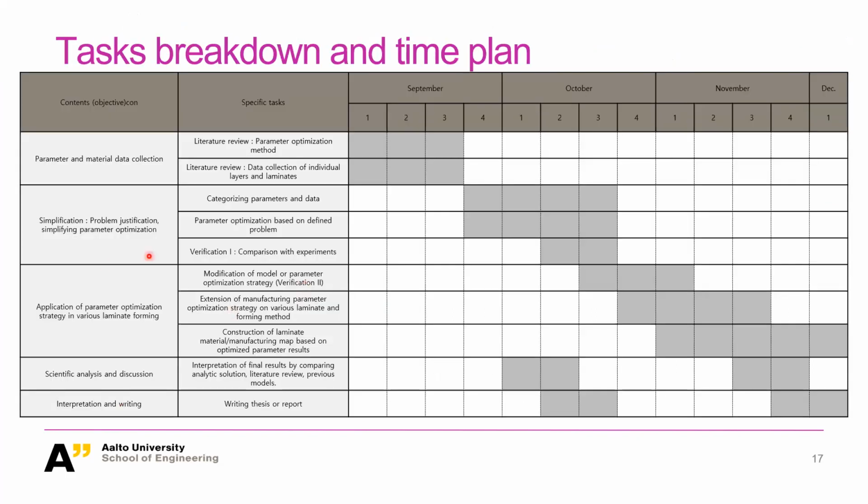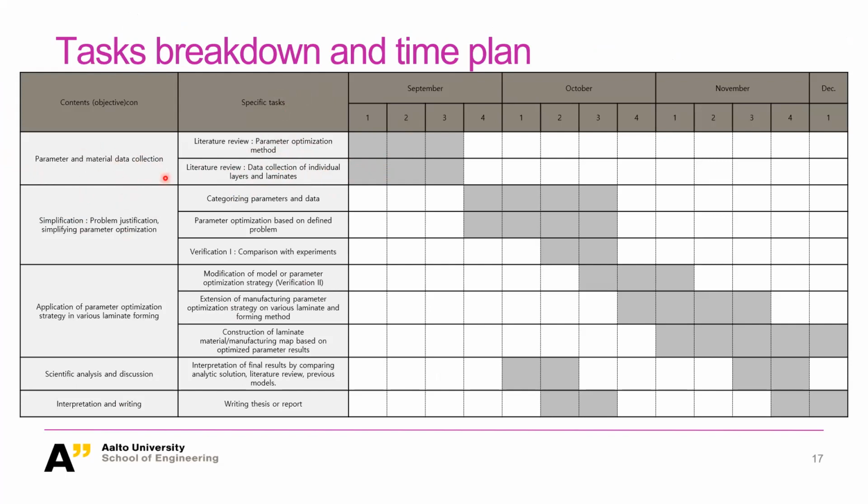So here will be my task breakdown and time plan. First I want to do a literature review about the parameter optimization method, and data collection of individual layers and the laminate together in the first 3 weeks. That will be the parameter and material data collection.